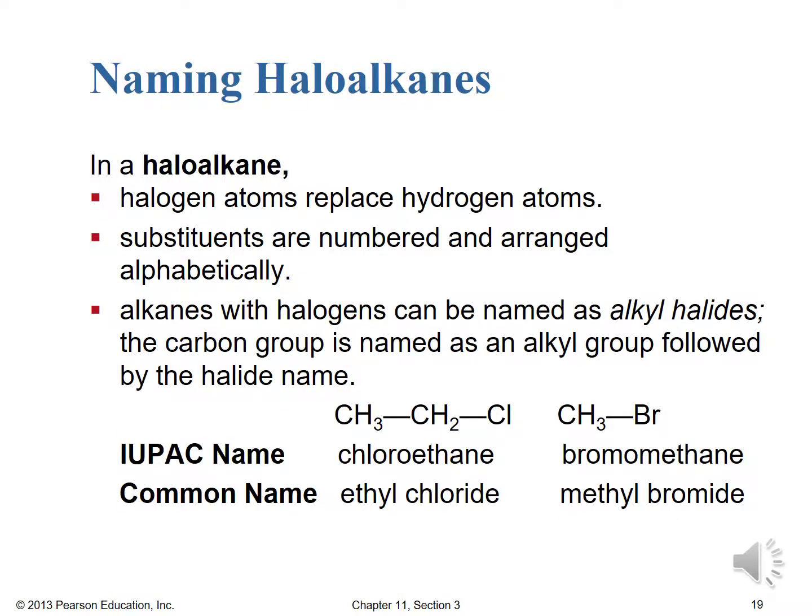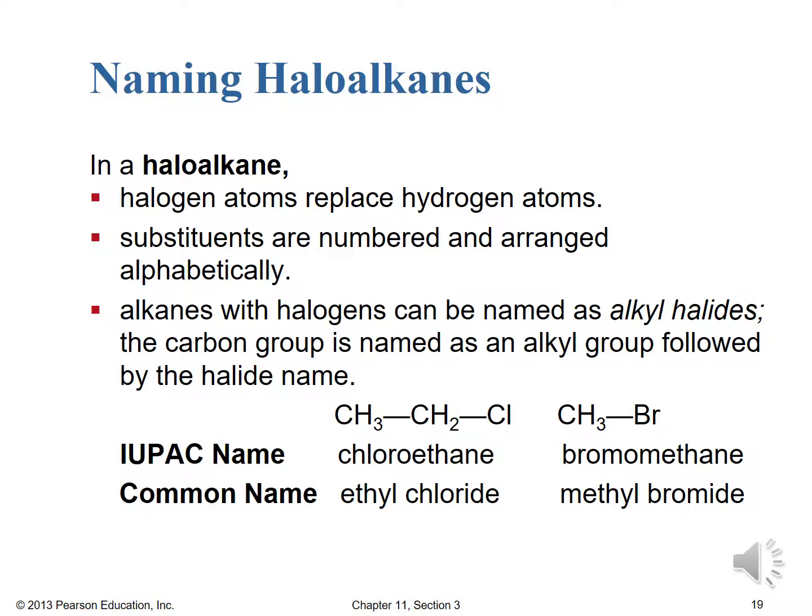All right, so now let's talk about naming the haloalkanes. So in a haloalkane, halogen atoms replace hydrogen atoms. We already mentioned that. Substituents are numbered and arranged alphabetically. And be careful about that. Alphabetically doesn't necessarily mean, right, that fluorine would be first because it's the first halogen. We do it in alphabetical order. So chlorine before fluorine, bromine before either of them, and then iodine at the end there. So substituents are numbered and arranged alphabetically.